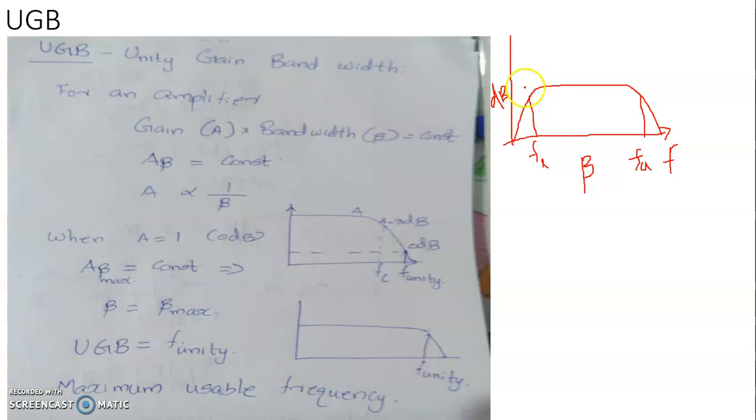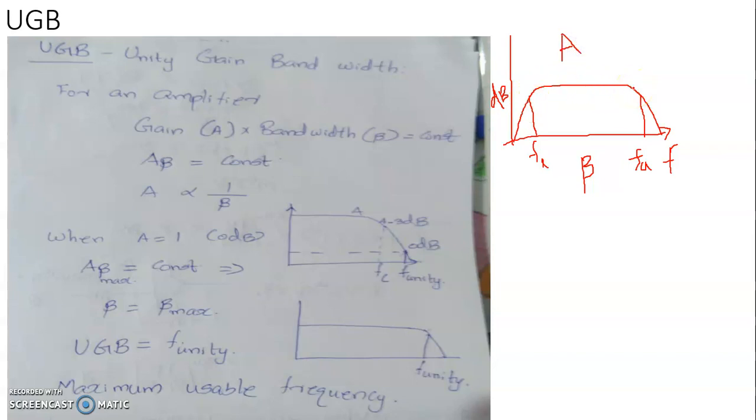The significance of these two quantities is that for any amplifier, whether it is a transistor amplifier or a FET amplifier or an operational amplifier or some other complicated amplifiers constructed using operational amplifiers, the product of gain and bandwidth will be a constant. Let me represent this mid-band gain.